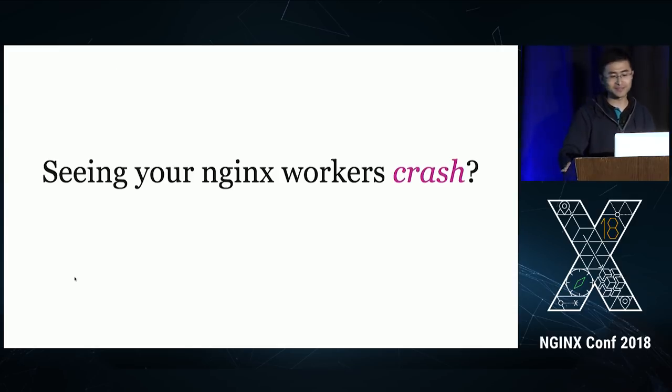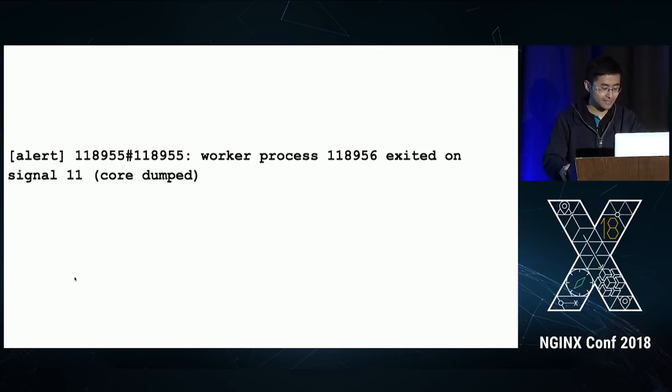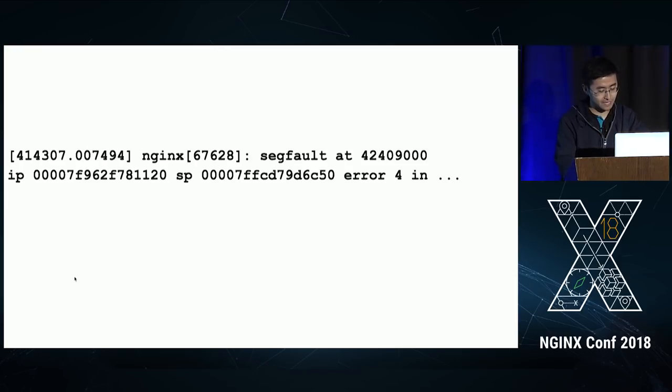Or maybe sometimes you see your NGINX workers crash. Actually, that's not the worst thing. The worst thing is the NGINX worker taking too much memory and making everything horribly, horribly slow. For example, in your NGINX error log file, you may see something like this, core dumped. It can be very common if you use some crappy third-party NGINX modules or buggy third-party Lua modules in your NGINX process space. Also, in your system's dmesg log, the operating system's log, you can see something like this, segfault.